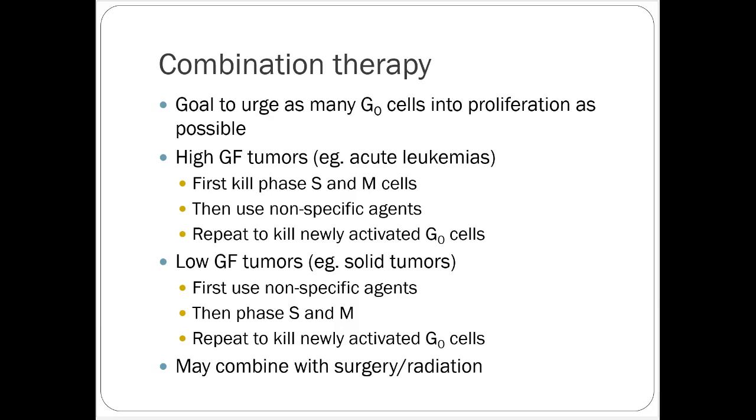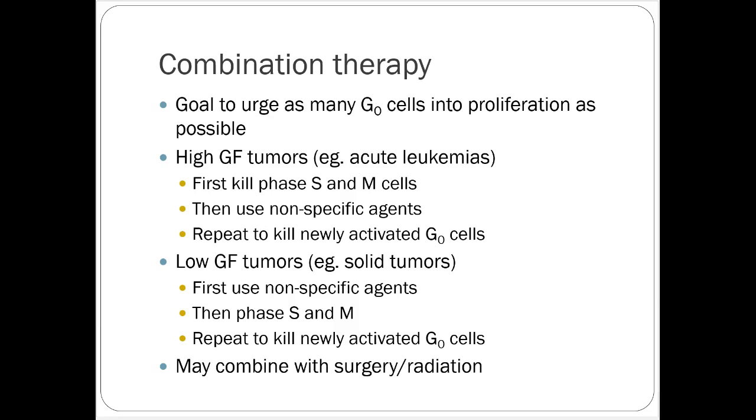So our goal here is to urge as many G0 phase cells into proliferation as possible, like I talked about at the beginning of the lecture, just to review. For our high growth factor tumors, the general process is to first kill our S and M phase cells, and then use non-specific agents to try and kill anything else. And we want to repeat that to kill any G0 cells that are turning over.